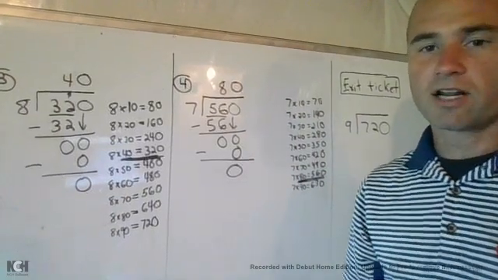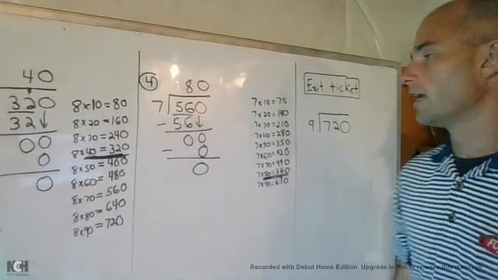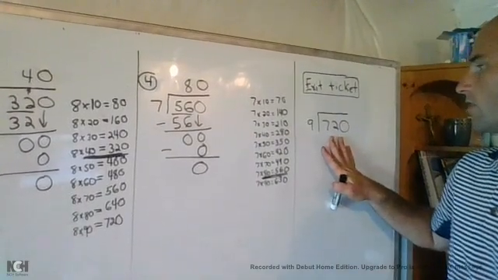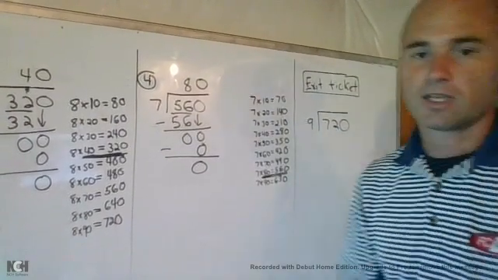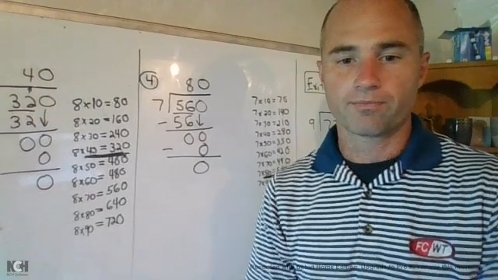All right, you are now ready for the exit ticket. So go ahead, solve 720 divided by 9, and submit your answer in the Google form.